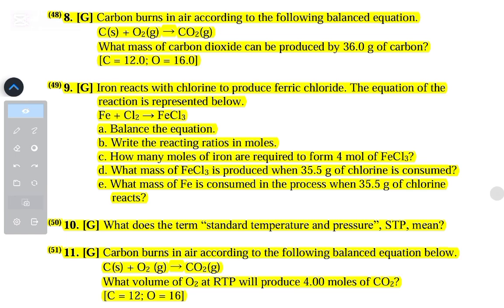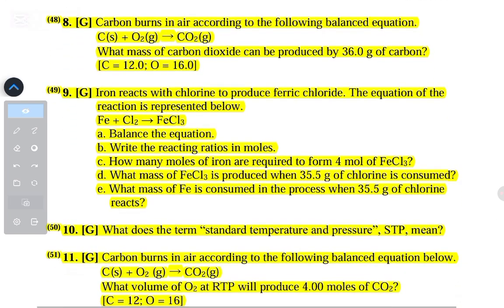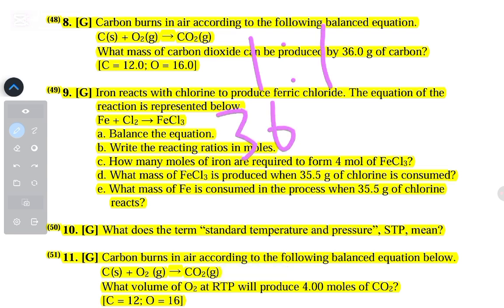Carbon burns in air according to the following balanced equation. C plus O2 gives you CO2. What mass of carbon dioxide can be produced by 36 grams of carbon? So the ratio is 1 to 1. Now we can either do all of them in moles, or we can just make them grams. It's easier right now to make them grams.